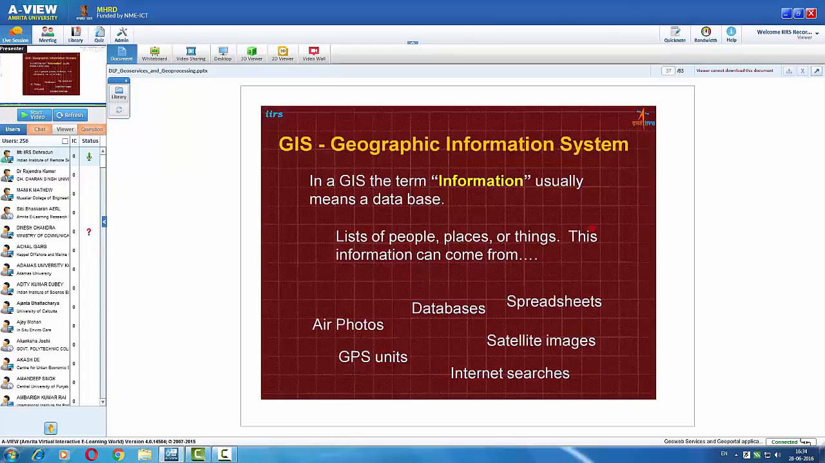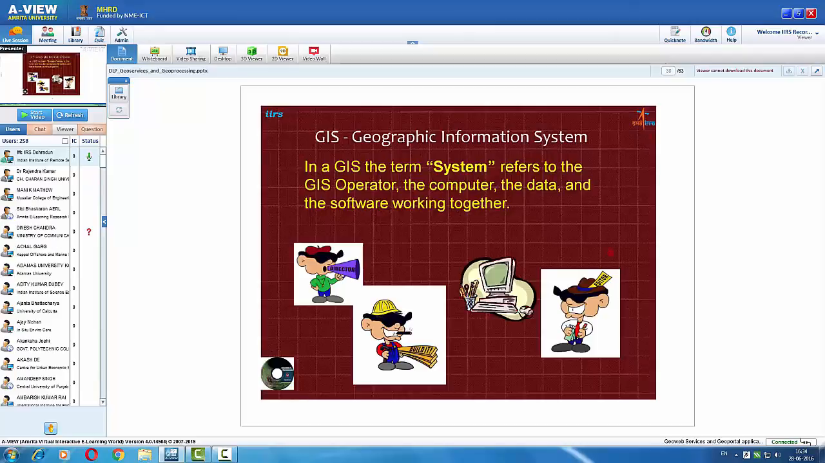Then information stands the same way; information usually means a database. It is a collection of all information about air photos, data, spreadsheets, GPS units, satellite images and so on. All of this is collected, and then this information gets pulled into a particular system which we are going to see next. That means this is a system where we have the GIS operator, the computer, as well as data and software working together to solve a particular problem.